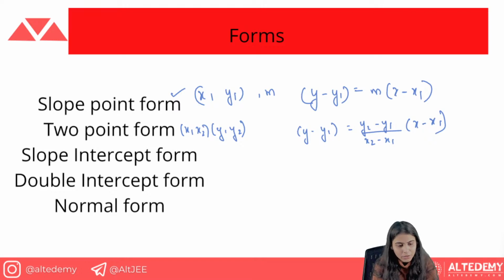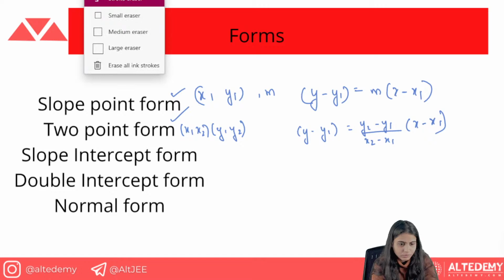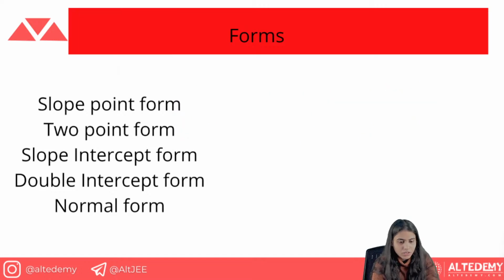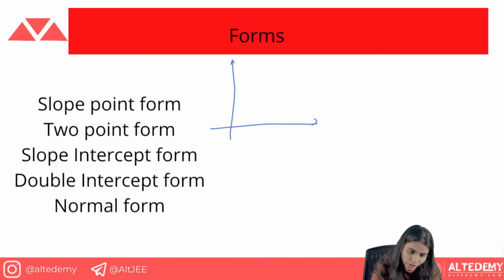Okay, now here we have slope intercept form. Slope intercept form is basically how you will visualize the slope. Slope point form is done, two point form is done. Now what we need to do is slope intercept form. If the graph looks like this, this is the line which has the slope m, and this is the intercept.